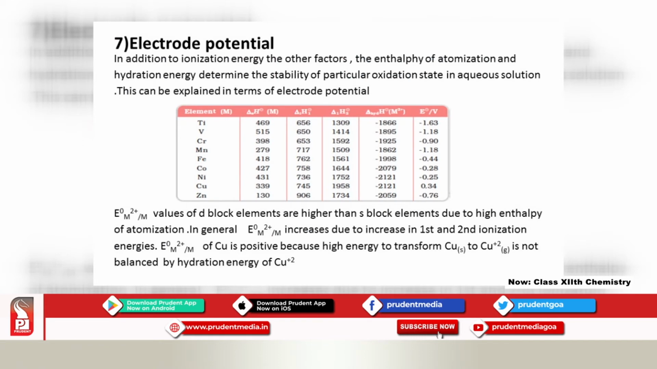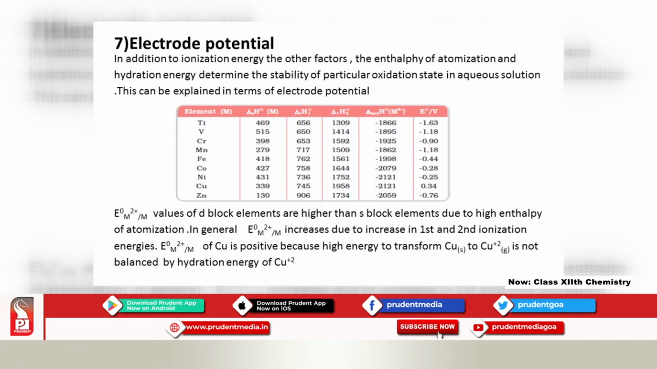Electrode potential is one of the important factors that we should remember. We studied it in the electrochemistry topic. We know ionization energy, enthalpy of atomization, and hydration energy. To determine the stability of a particular oxidation state in aqueous solution, we need electrode potential. Let us see this data.